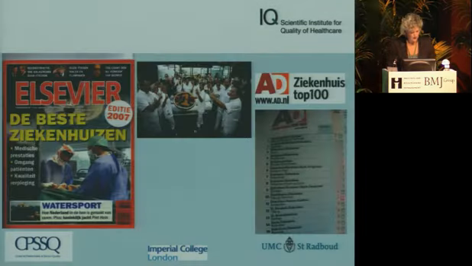Here you see an illustration of that. Many of you know the rankings of best hospitals in different magazines and journals. And in the Netherlands, Elsevier and the AD present such rankings yearly. And they both claim a ranking regarding the hospitals that give the best quality of care.